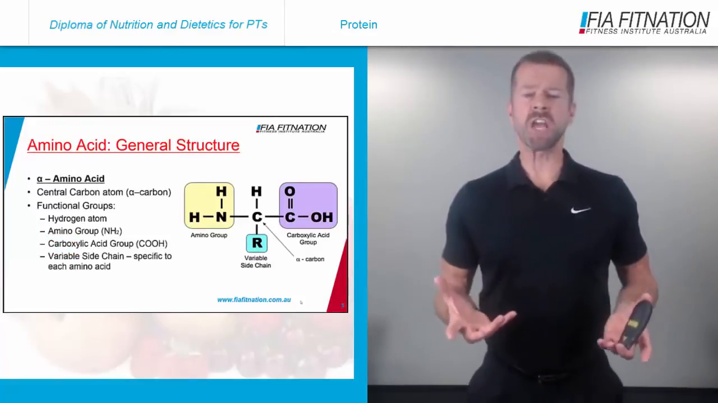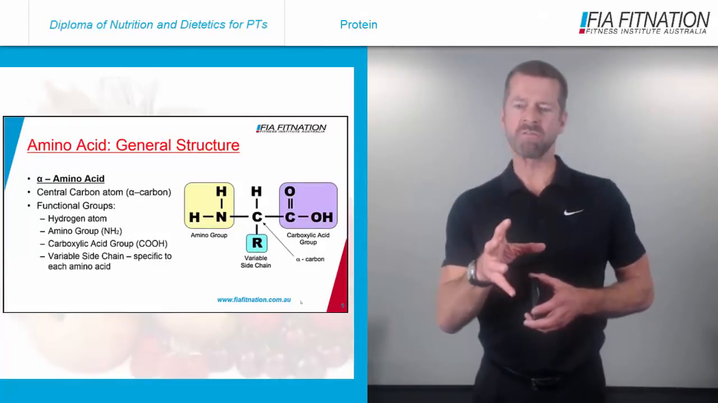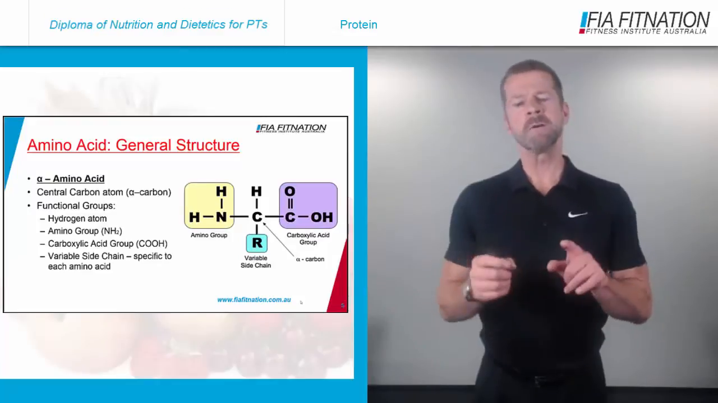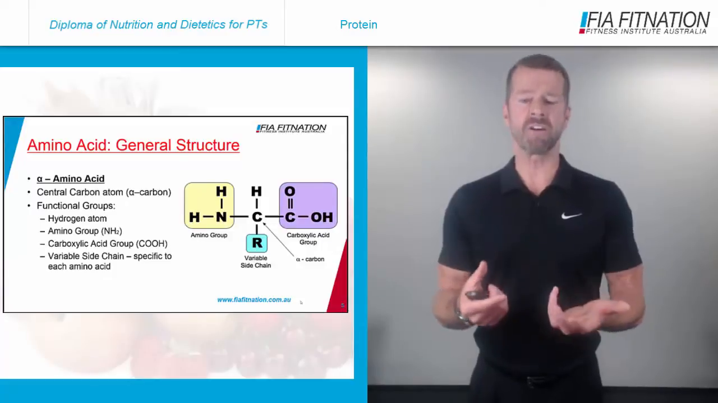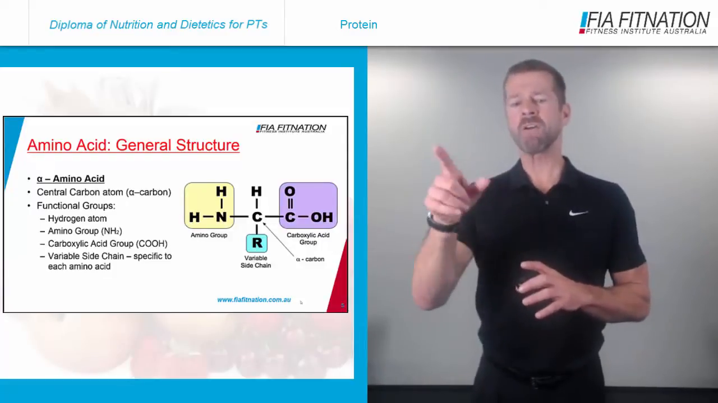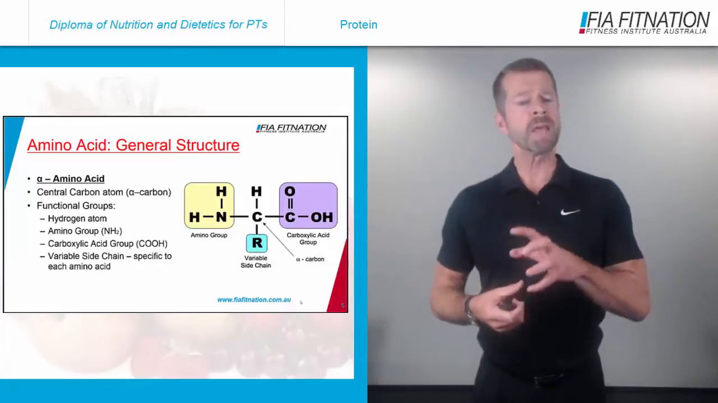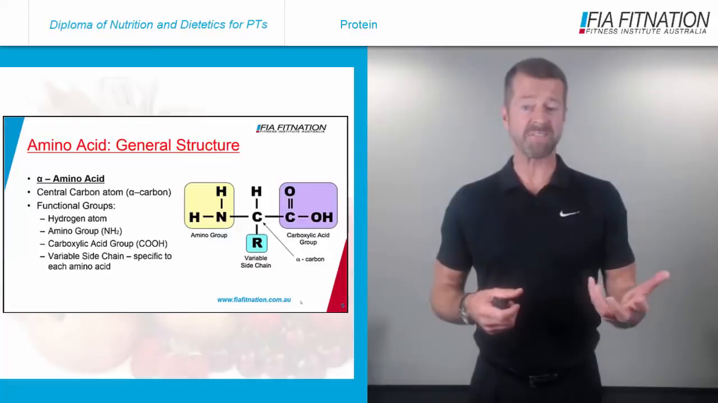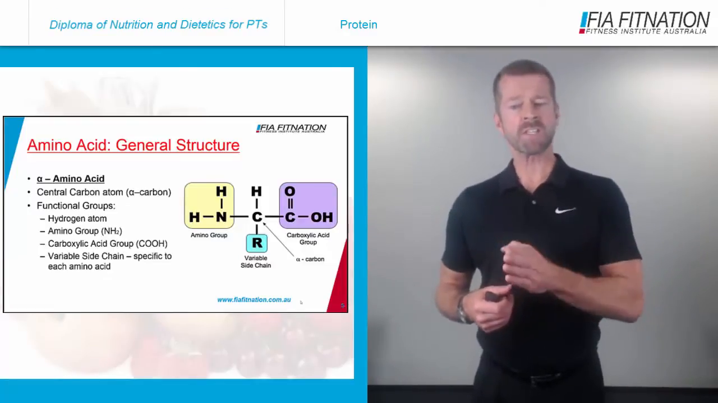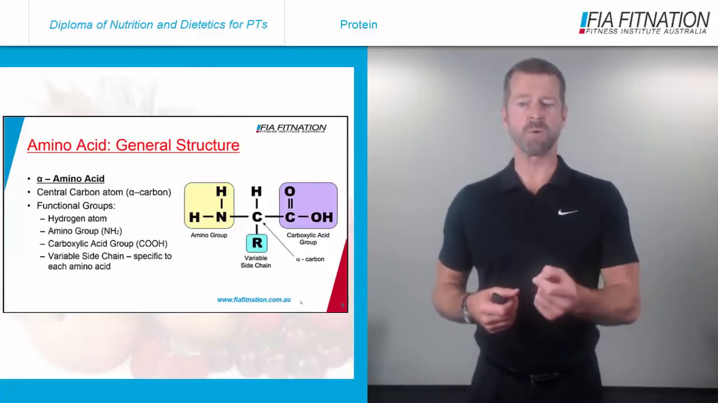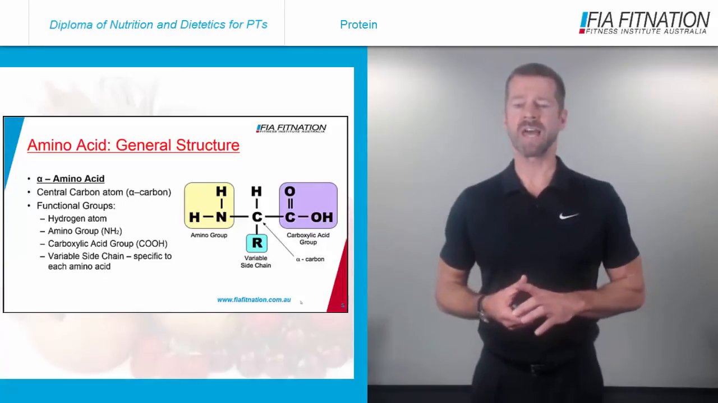So, amino acid general structure. If we look at what's called an alpha amino acid, if you look at the center of that structure on the right hand side, right in the middle there's a central carbon atom, or it's called an alpha carbon. Coming off that, there are functional groups. So you can see there's a hydrogen atom coming off one side. There's an amino group, and an amino group by definition is one nitrogen plus two hydrogen atoms. Then on the other side, there's a carboxylic acid group, and you can see what the structure of that is. It's one carbon plus two oxygens plus one hydrogen atom.